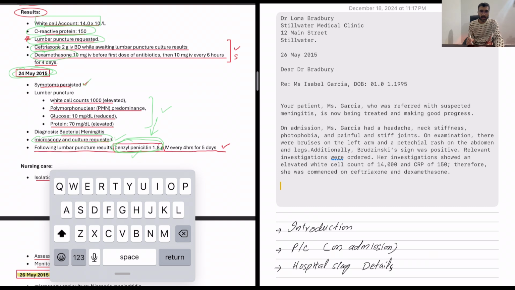So the paragraph is: Miss Garcia's lumbar puncture report was suggestive of bacterial meningitis. Therefore, she was switched to benzyl penicillin. It's important to mention that she was switched. If we write "added," it would show that benzyl penicillin was added in addition to ceftriaxone. So we will categorically write that she was switched to benzyl penicillin.